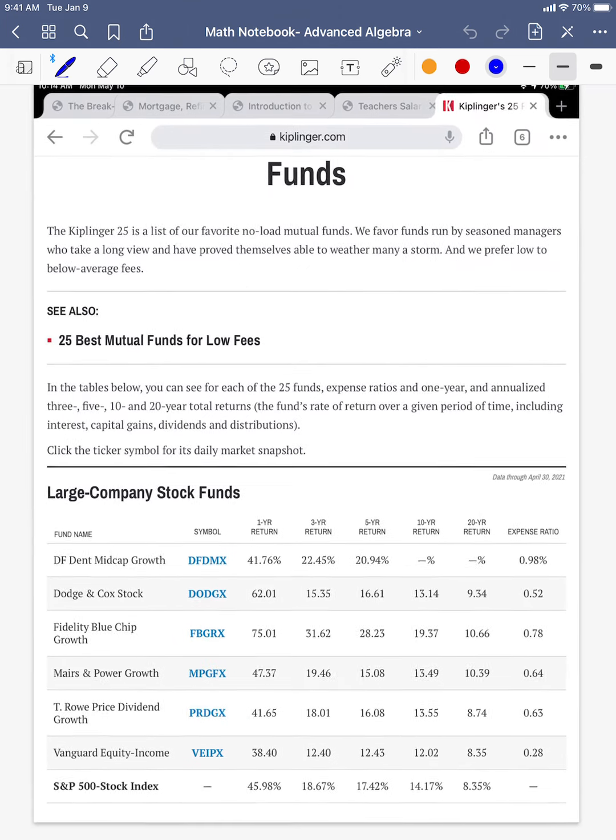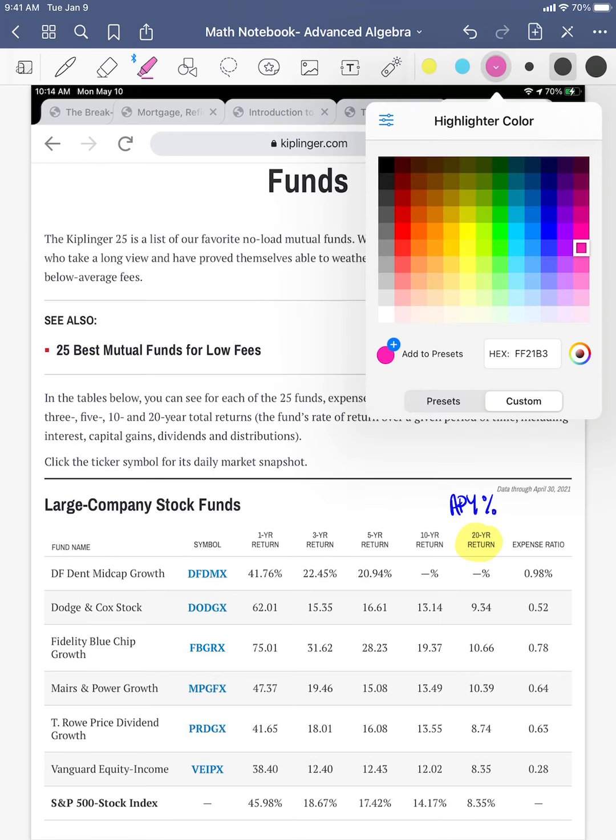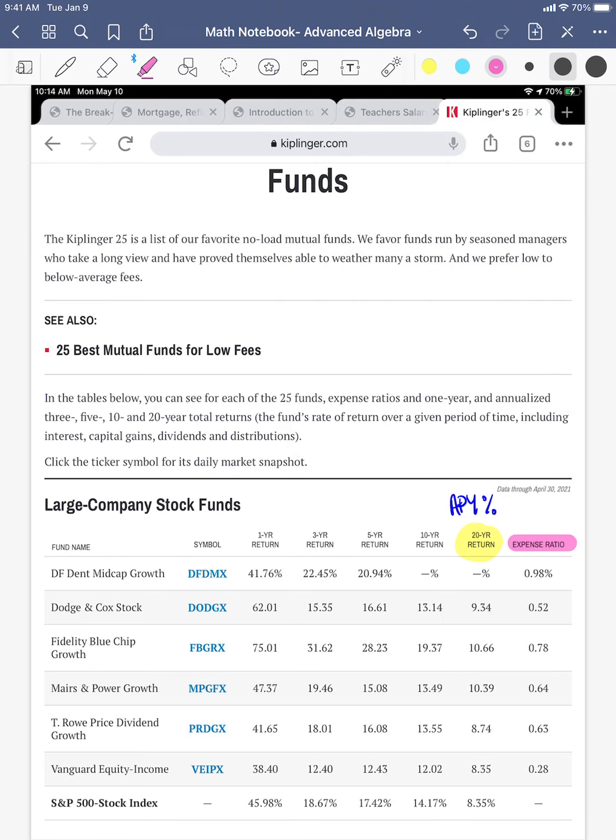Two things you want to be paying attention to. You want to pay attention to the 20-year return, because that is the amount of money you're making. That's the APY. Okay, so the APY is the percentage of growth on your money. And then you also want to pay attention to the expense ratio, because the expense ratio is the money that you're paying. So this is a percent of the money that you have to pay as a fee.